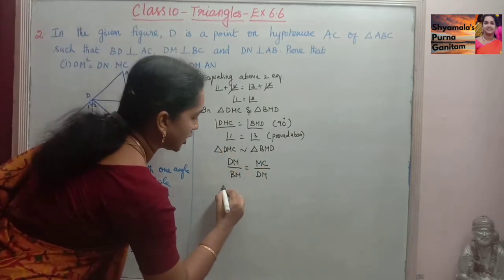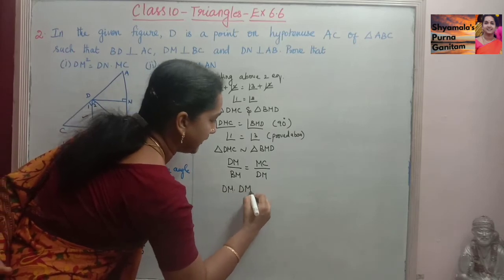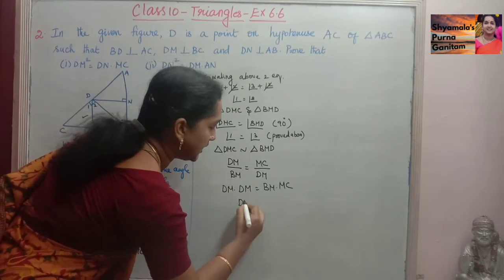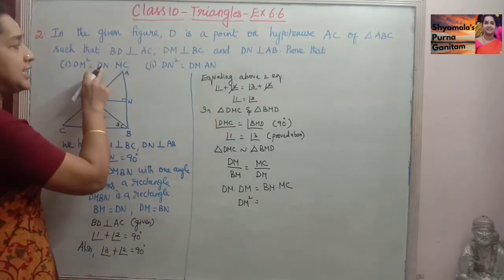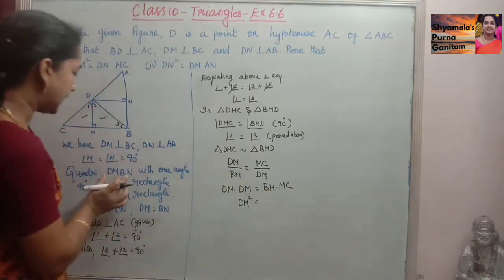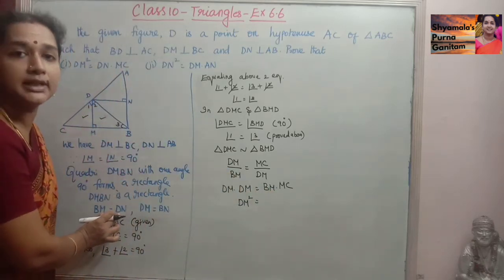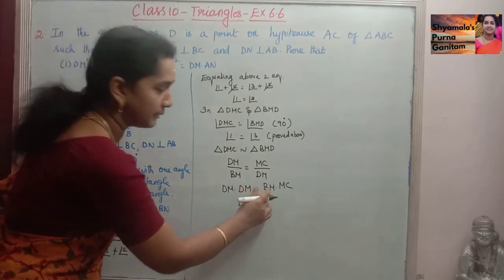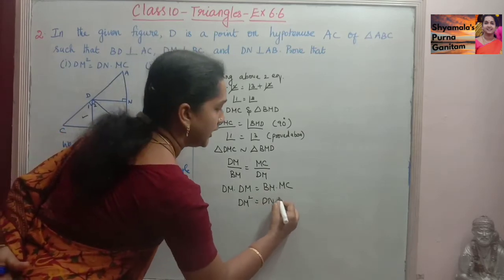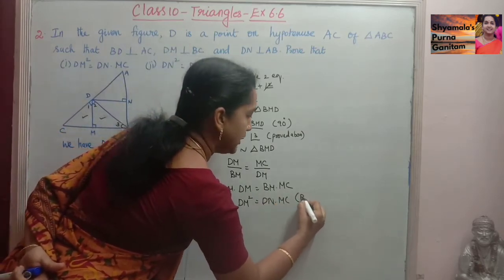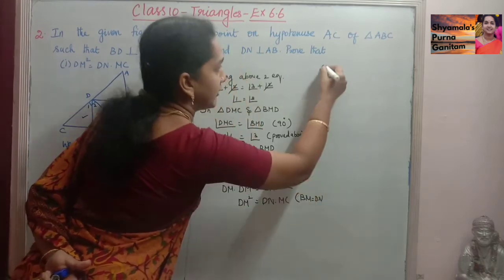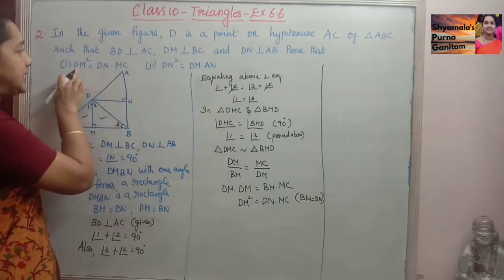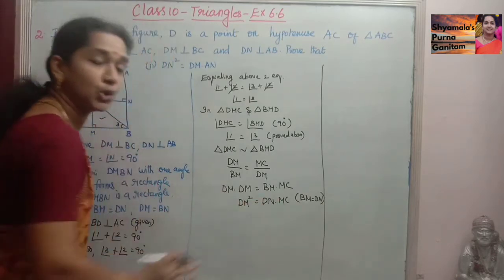Now when we cross multiply this, we will get DM into DM is equal to BM into MC. So DM into DM is DM squared, is equal to BM into MC. Already we have proved that since it is a rectangle, BM is equal to DN. So instead of BM, we will substitute DN into MC. So BM is equal to DN, already we have given the result for this. So we have proved the first one: DM squared is equal to DN into MC.